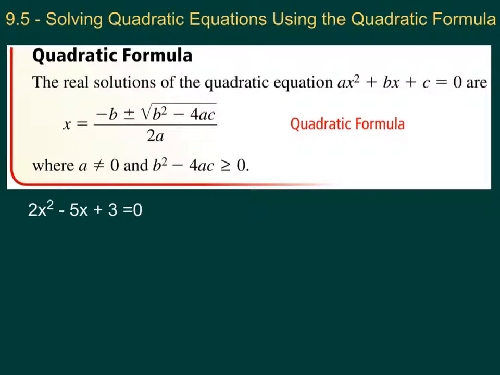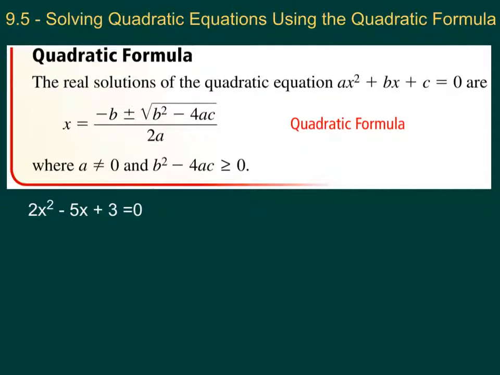Anyways, let's try to use this to solve the quadratic equation that we have in front of us. 2x squared minus 5x plus 3 equals 0. This would be a big pain to try to complete the square. It's not in the nice format where we can use the square roots. I guess we could graph it, but we don't want to have to do that.